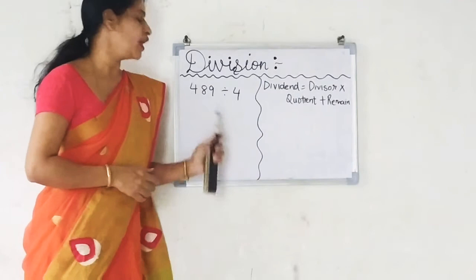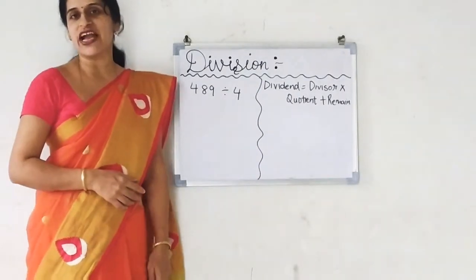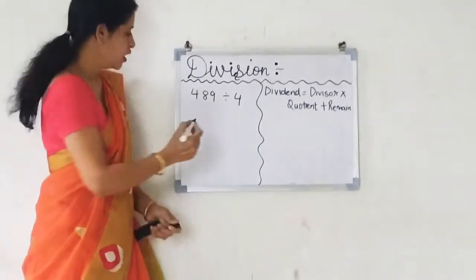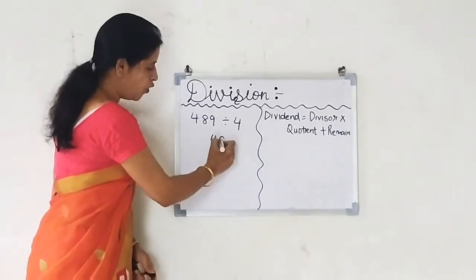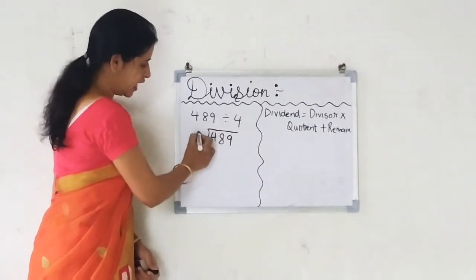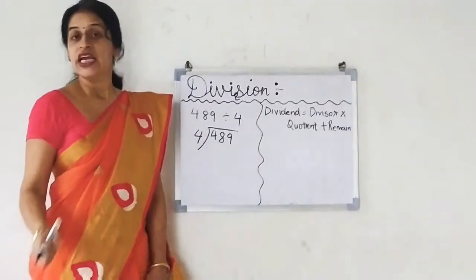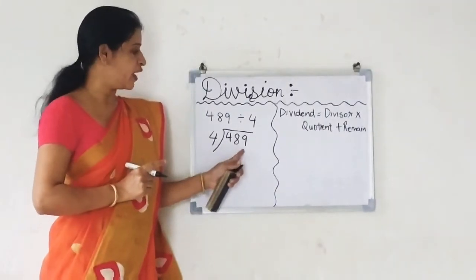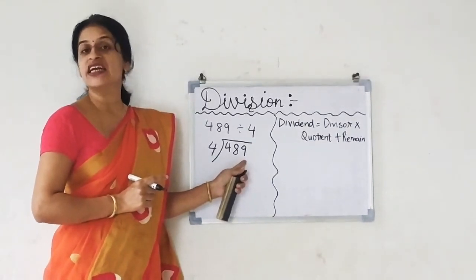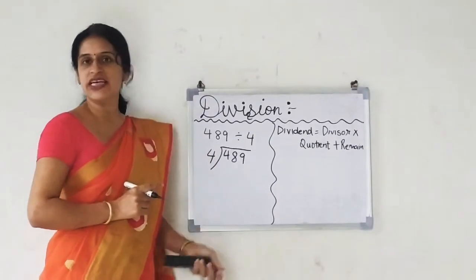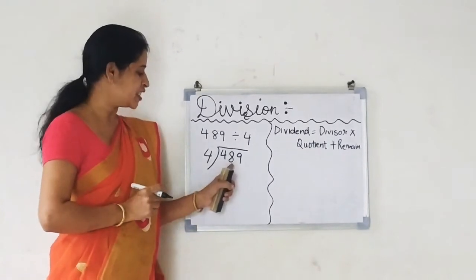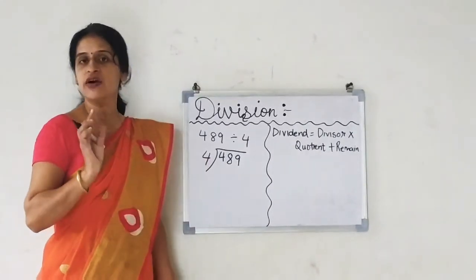I have written on the board a number, 489 divided by 4. So let us start the division. How will we start the division? We will write 489 in the middle. We will make the division sign and we will write 4 here. I have already told you what 489 is known as. 489 is known as the dividend and 4 is your divisor. So let us start the division. We divide this 489 by the divisor 4.